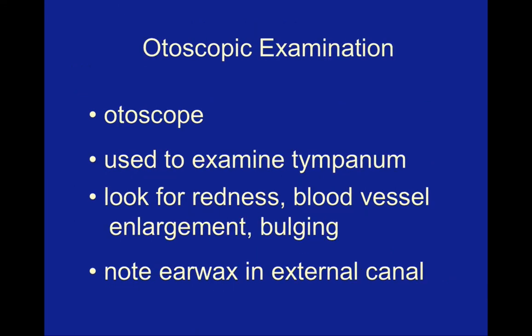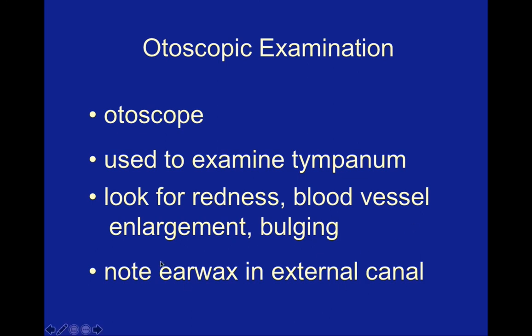Now there is one other exam that we can do for the ear, and that is the otoscopic examination. This examination takes a scope and looks at the tympanic membrane. We're examining the tympanic membrane to check on its overall health. We're looking for things like redness and enlargement of blood vessels, similar to the characteristics that we were looking for when we were using the ophthalmoscopic examination.